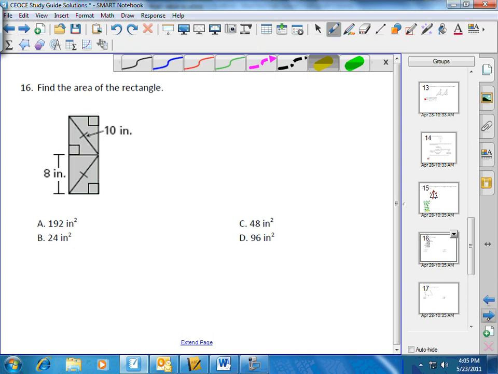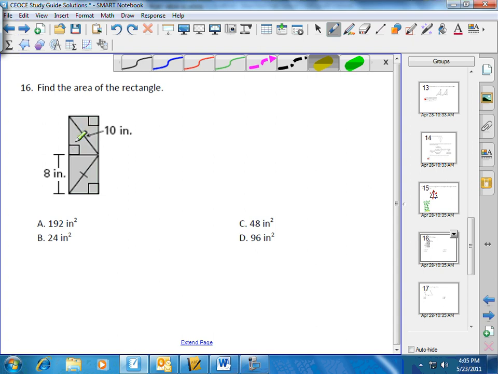Number 16, find the area of the rectangle. Area of a rectangle is length times width, and we don't have either one here. When we look at this figure, we see that from here to here, that's 8 inches, and it looks as though that would be 8 inches as well. So we could say the length is 16. But how do we know for sure?